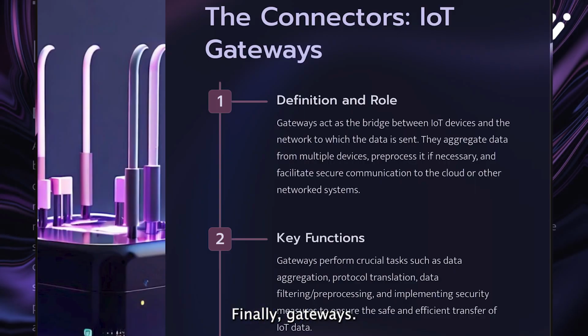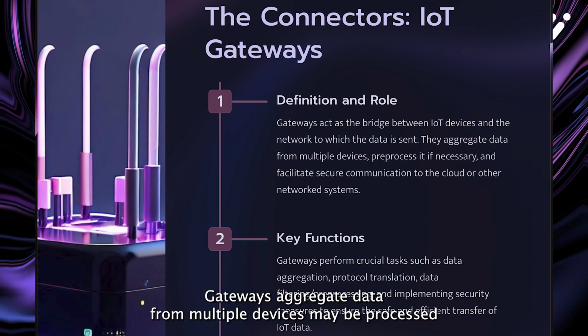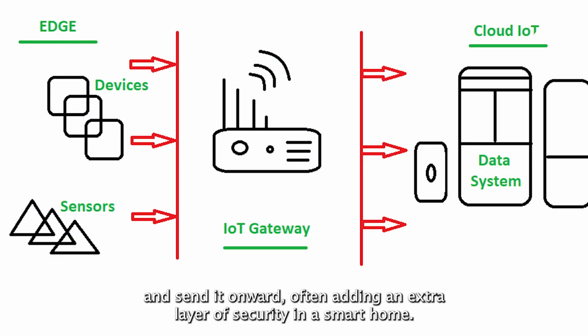Finally, gateways. These act as the crucial bridge between local IoT devices and the broader network. Gateways aggregate data from multiple devices, maybe pre-process it, and send it onward, often adding an extra layer of security.